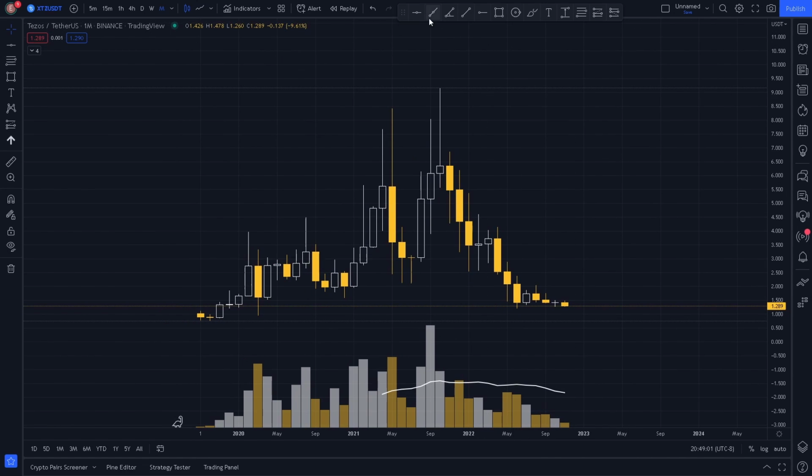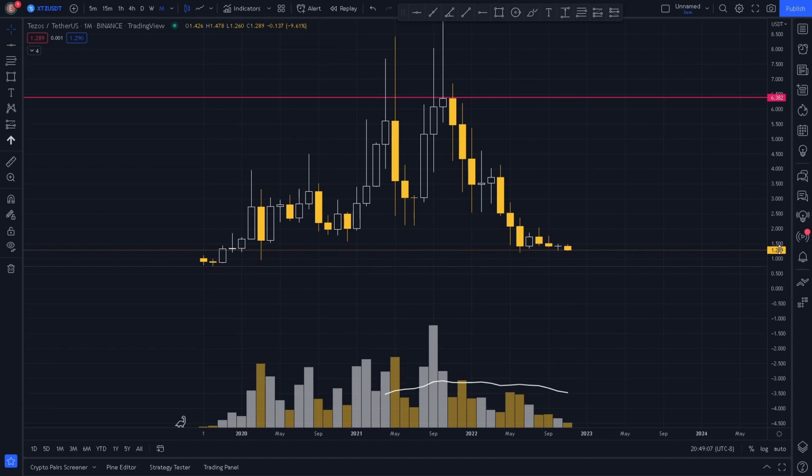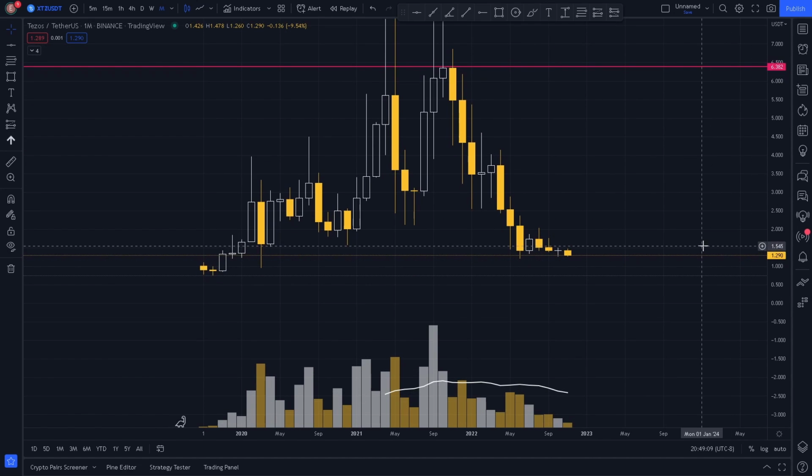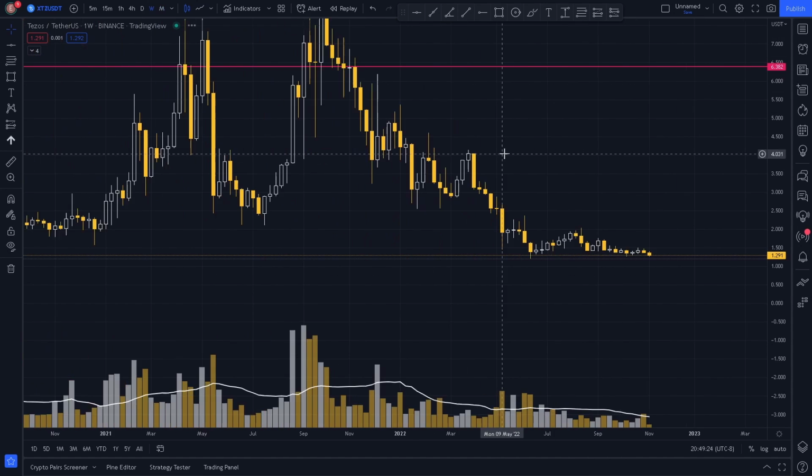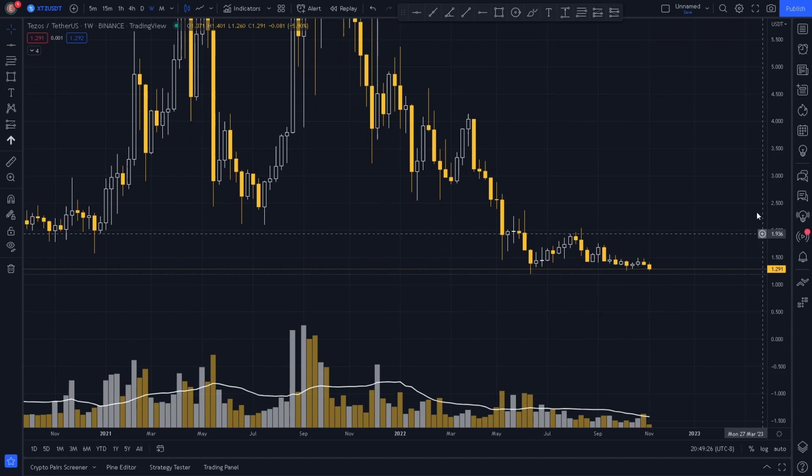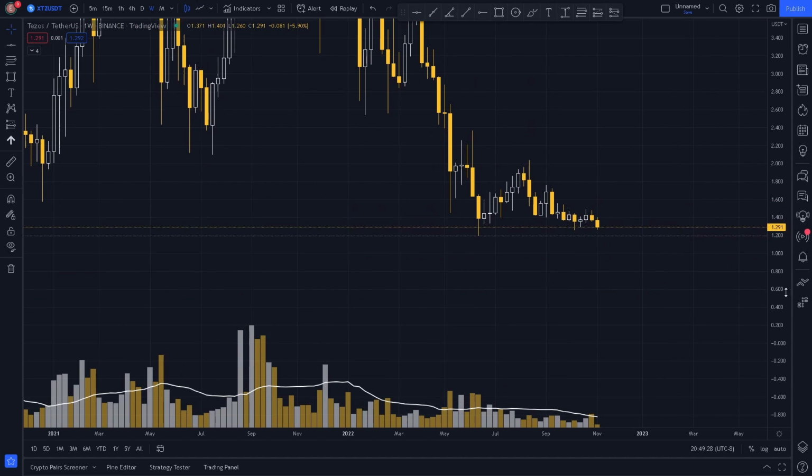The first level we can plot, which is obvious on our chart, is our monthly swing high. Now, we also notice a level around this area here, but we're going to hop over to the weekly time frame so we can see more clearly the swing highs and the swing lows. So, let's start with our most recent price action.